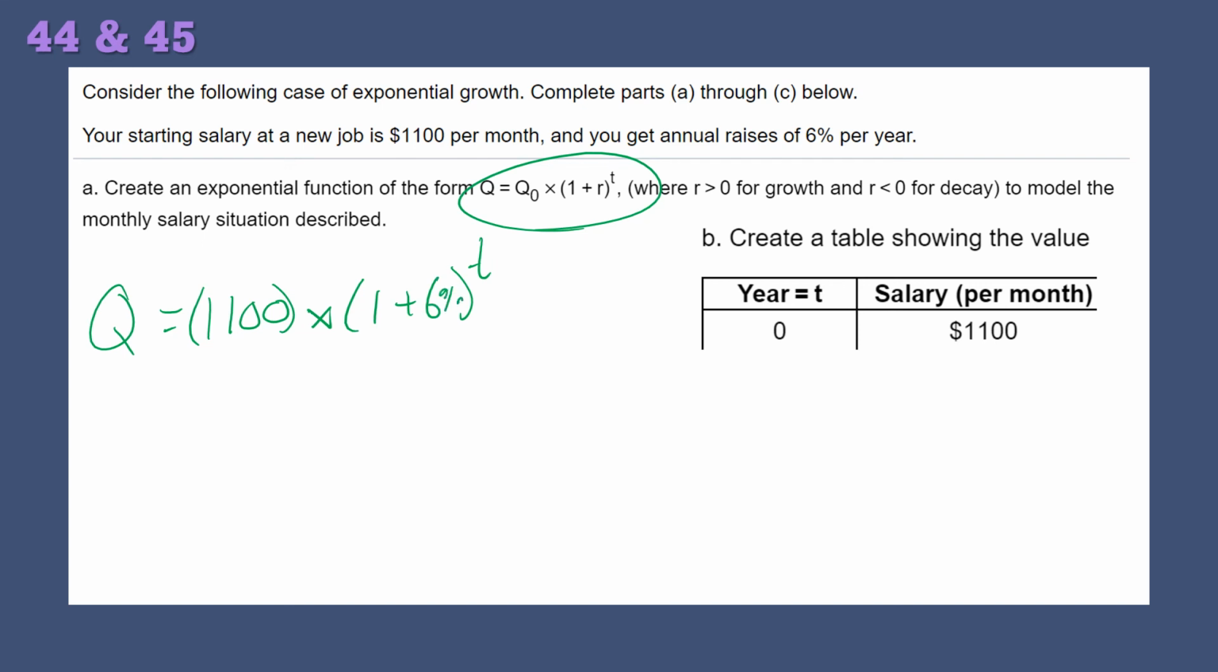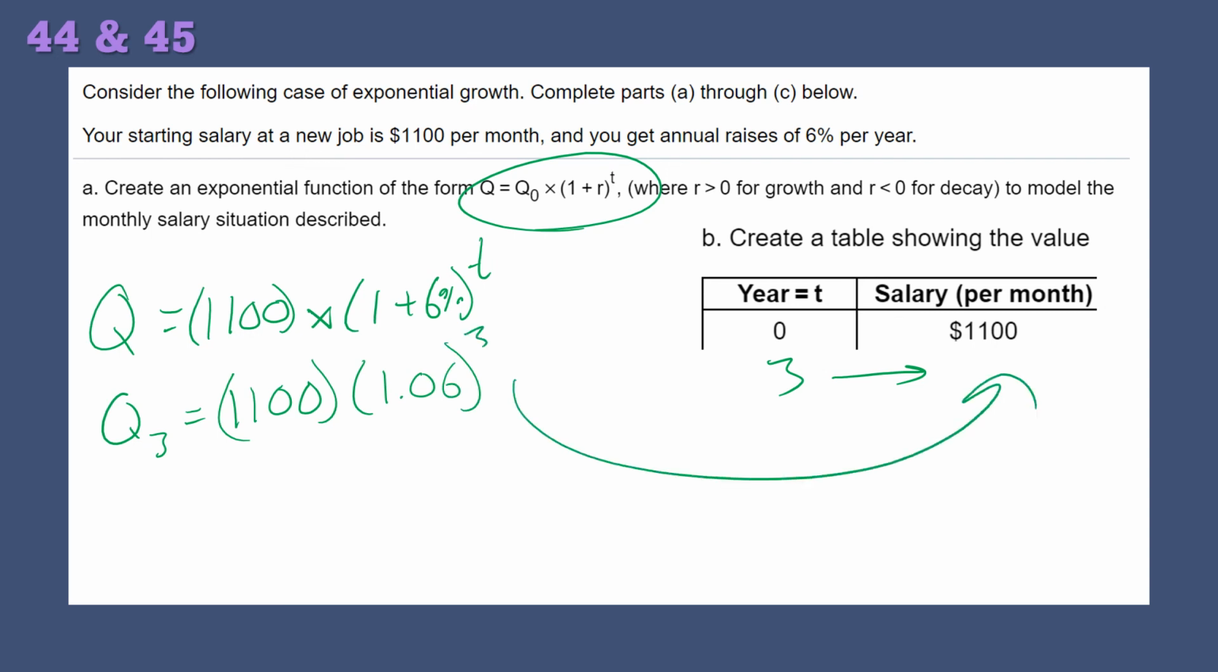Now, if we were to use this function, we could figure out things like, 3 years in, how much will we make? Will we still make 1,100? No, because we've gotten a raise. So what we can do is plug it into this formula. $1,100 times 1.06 to the third power. And that would give me your salary after year 3.